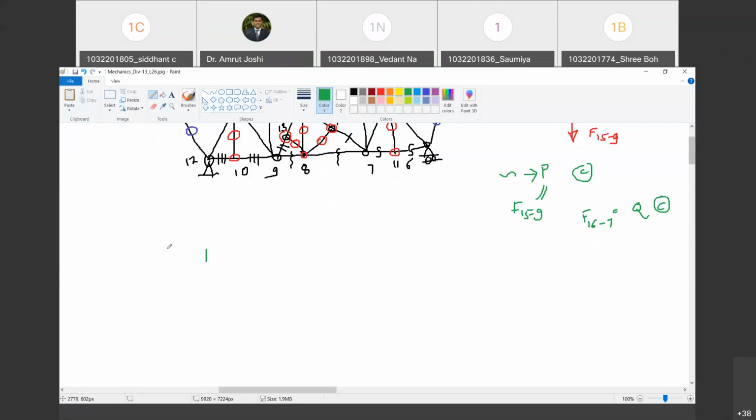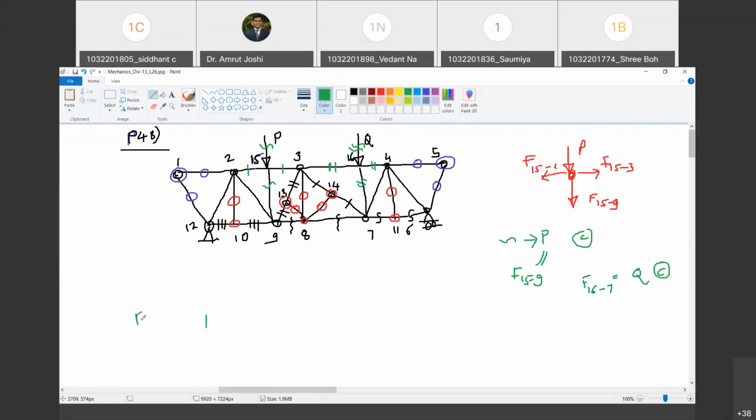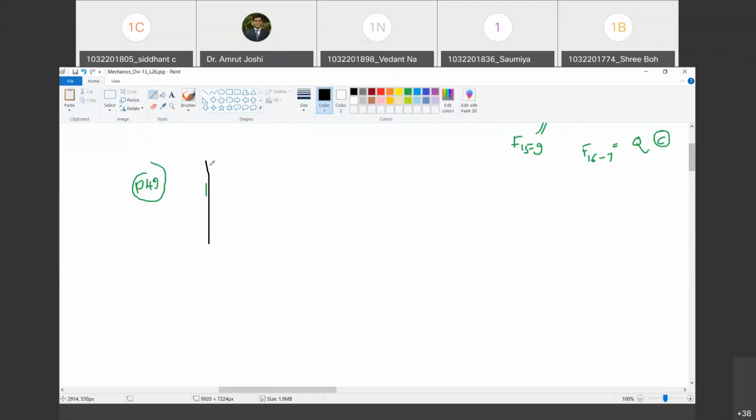Now let me take another example. Let us say this is problem number 49. Are you with me? Let me construct a truss. Let us say this is a roof truss. Are you with me? Yes, sir. It is a roof truss.